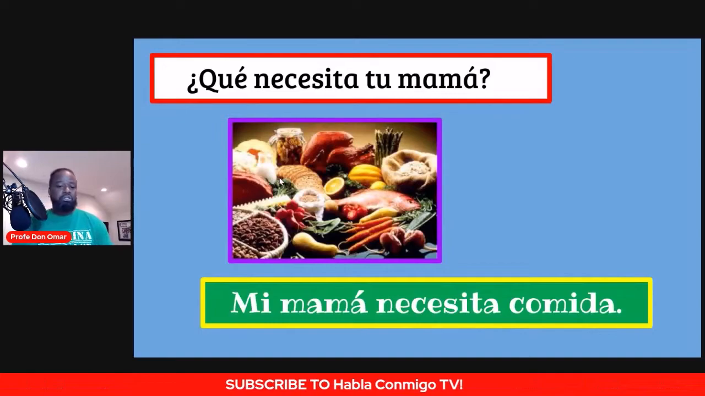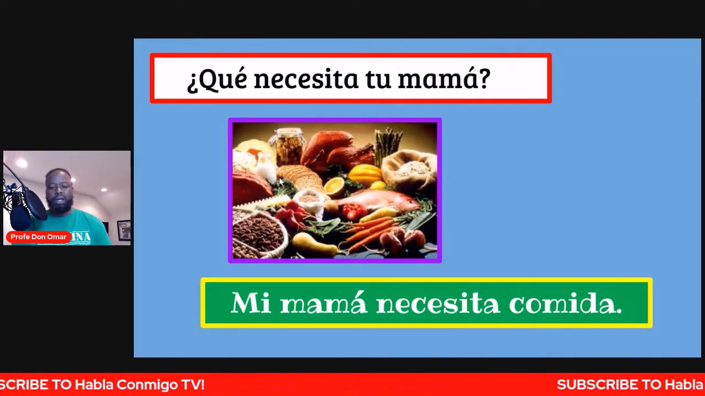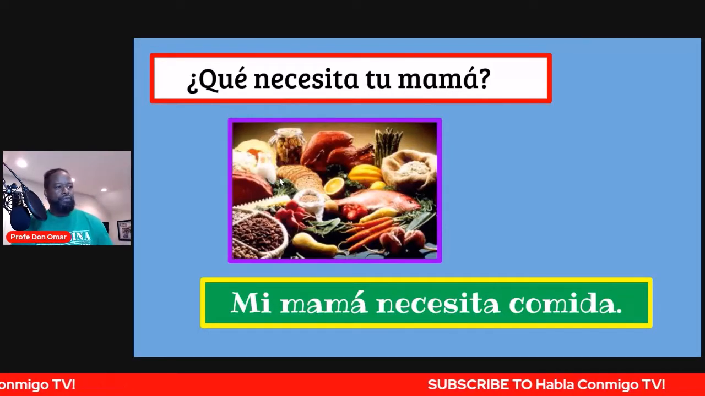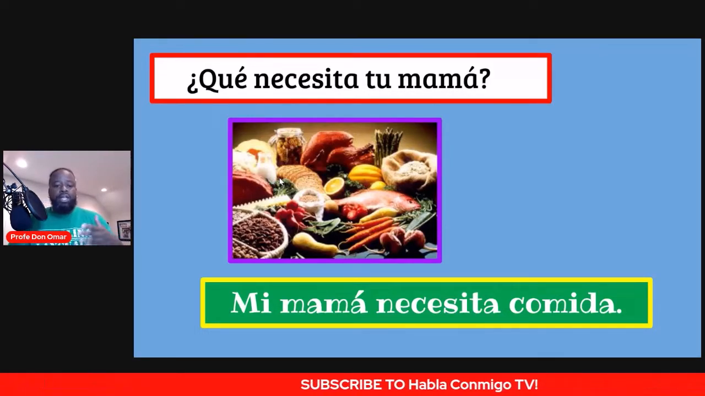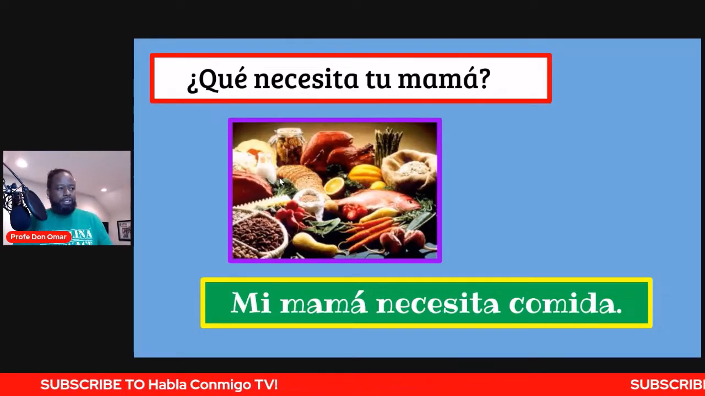Entonces mi mamá necesita comida. My mom needs food. So we're giving you variations of how we can utilize the different forms of the verb necesitar.